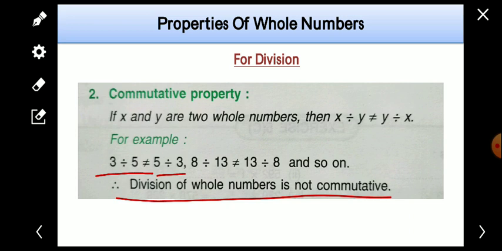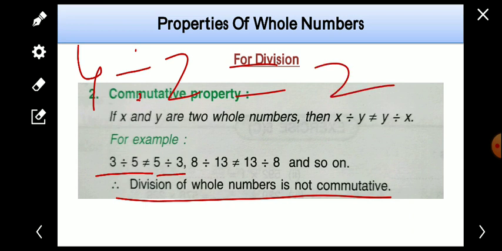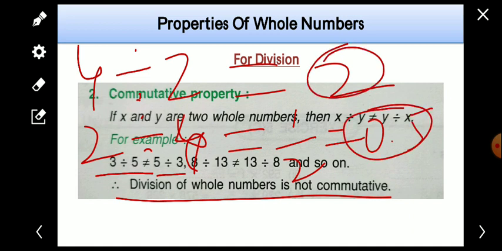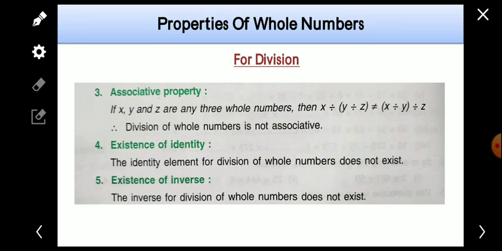You can take another example also. Suppose 4 divided by 2. Both are whole numbers. If we divide, we get 2. But if we change the order of the numbers only, 2 divided by 4, then we get 1 by 2, which means 0.5. So the result does not remain the same. We get a different result after changing the order. It means division of whole numbers is not commutative.